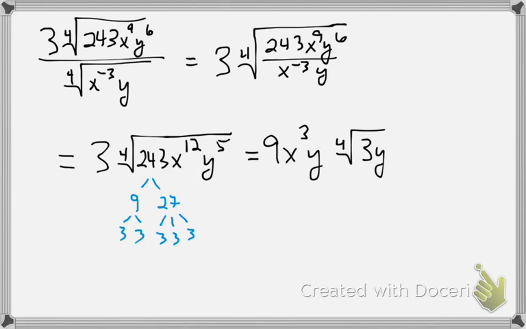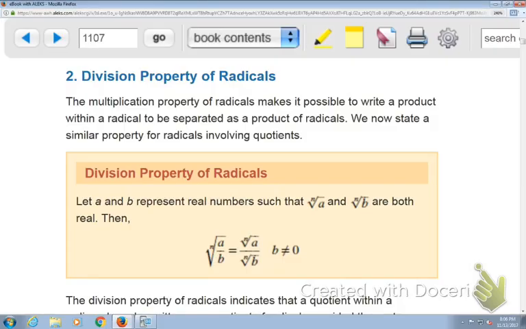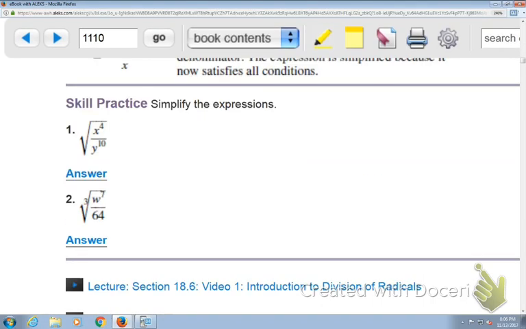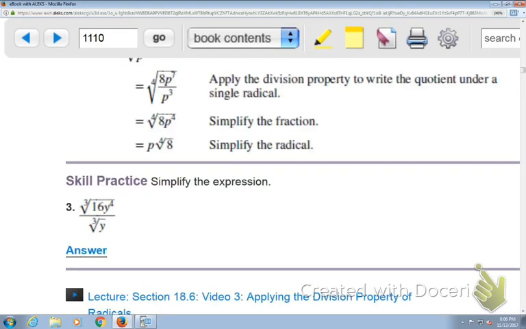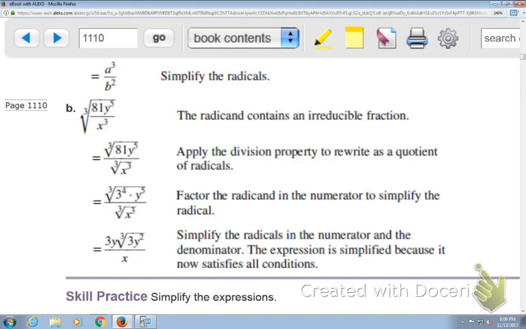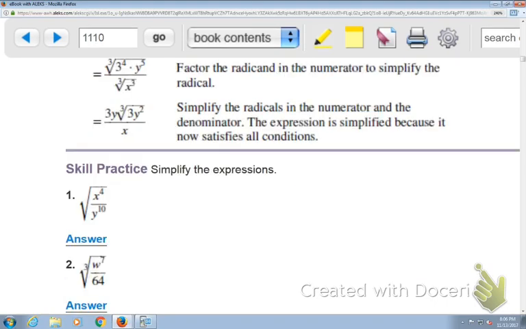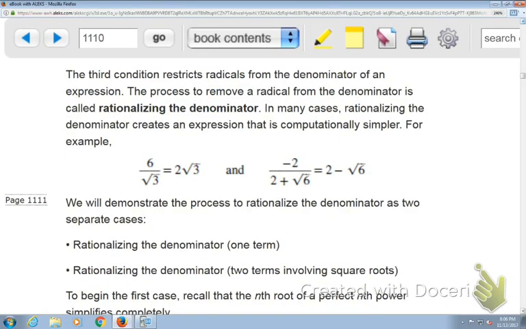All right. So that's how division works, but there was a second part of the title. This was division of radicals and rationalization. All right.